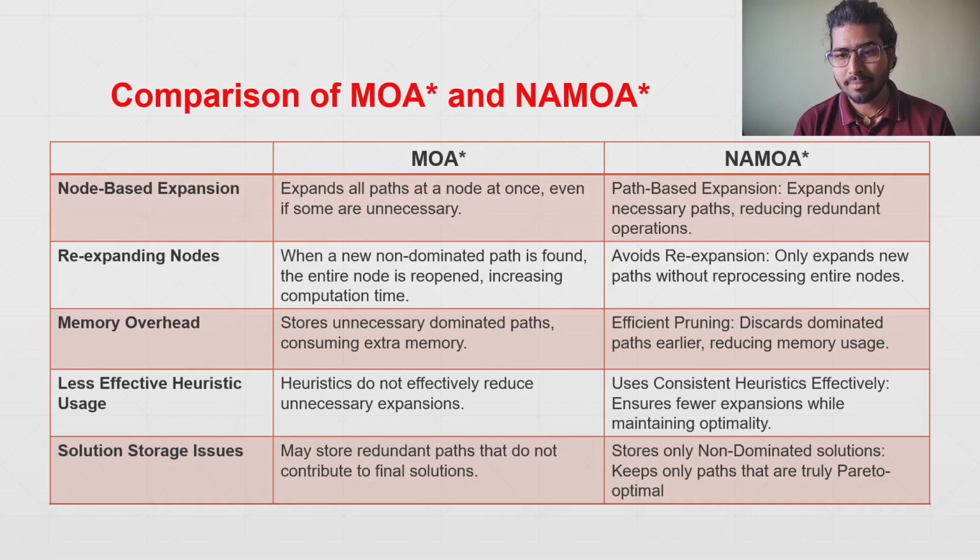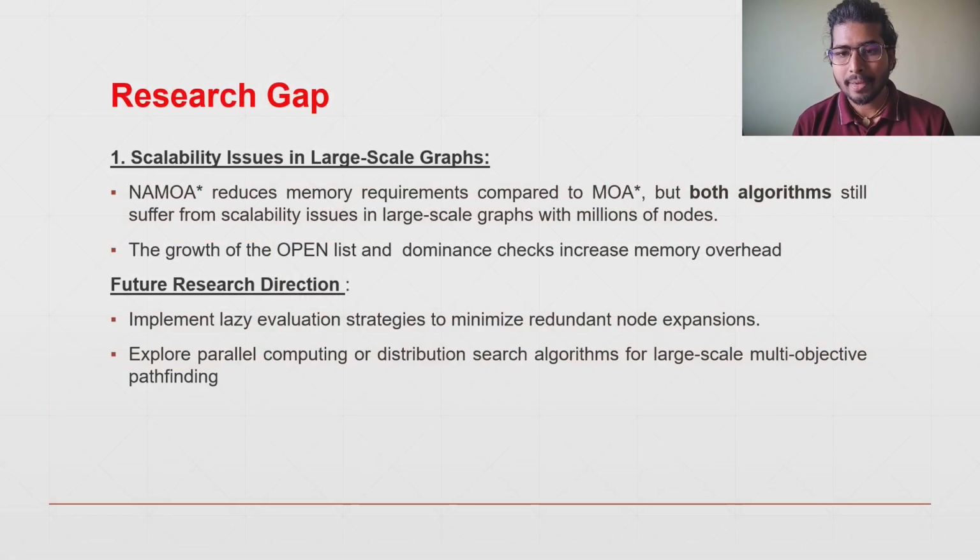Here is a basic comparison between MOStar and New Approach to MOStar. Here we can see that New Approach to MOStar is very helpful in reducing the memory use of MOStar by addressing issues such as memory overhead, less effective heuristic use, solution storage issues, etc. So now New Approach to MOStar is good, but there still exists some research gap in the domain of multiple objective search. We will now discuss some of the points over it.